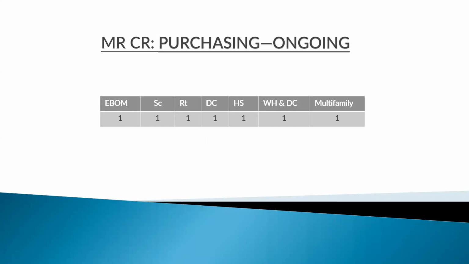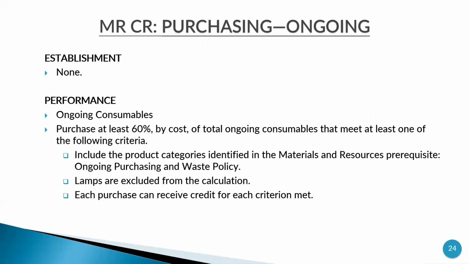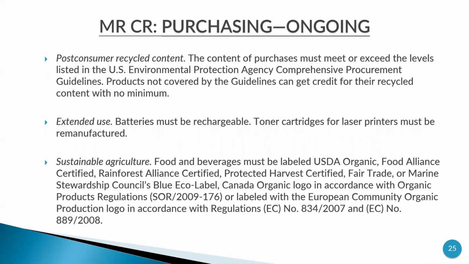So coming to purchasing policy ongoing, to reduce environmental harm from materials used in the operation and maintenance of buildings. Establishment: none, because we have already covered this in the first prerequisite. Coming to performance, it's a credit. You have to implement that. That is ongoing consumables. Purchase at least 60% by cost of the total ongoing consumables, and it should meet the following requirements. What is that? Include the product categories identified under the MR prerequisite. If you remember, we identified that as a second point, right? Lamps are excluded from the calculation, and each purchase can receive credit for each criterion met.